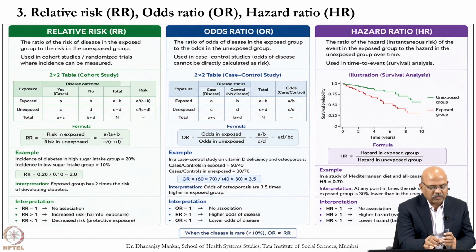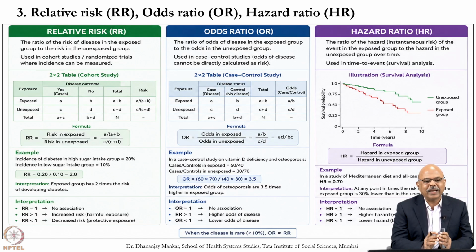For exposed it is A plus B and for unexposed it is C plus D, and the risk in unexposed is C divided by C plus D. So the formula for relative risk is risk in exposed divided by risk in unexposed, which equals A divided by A plus B, divided by C divided by C plus D. If you take an example, it will be very clear.